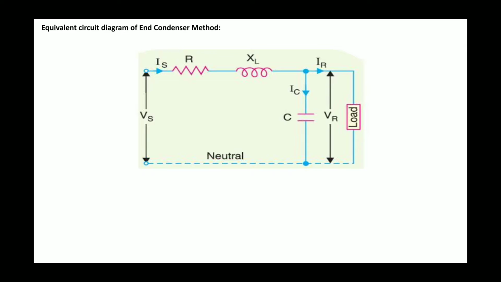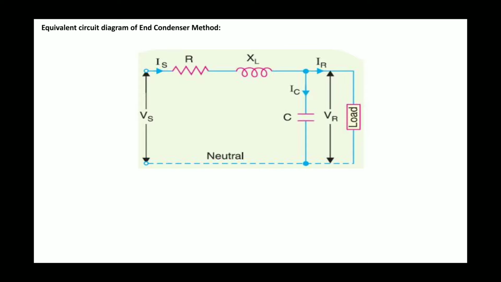In this method, the entire capacitance of the line is located at the receiving end of the line. So the capacitor is connected to the receiving end side. In the nominal T network, the capacitor is connected in the center of the transmission line. In the nominal pi method, the capacitor is connected at the receiving side as well as the sending end side. But in the end condenser method, the capacitor is connected at the receiving end side.